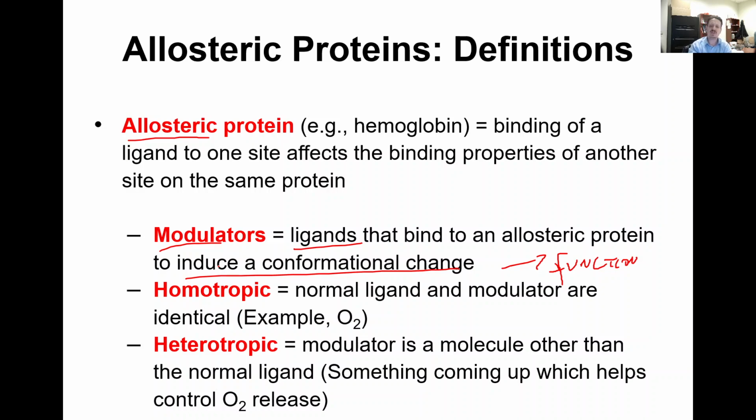Now, there's a few different types of allosteric modulators. There's the homotropic and heterotropic. Heterotropic is that example I just gave of CO2. Homotropic is where the ligand and the modulator are the same thing.